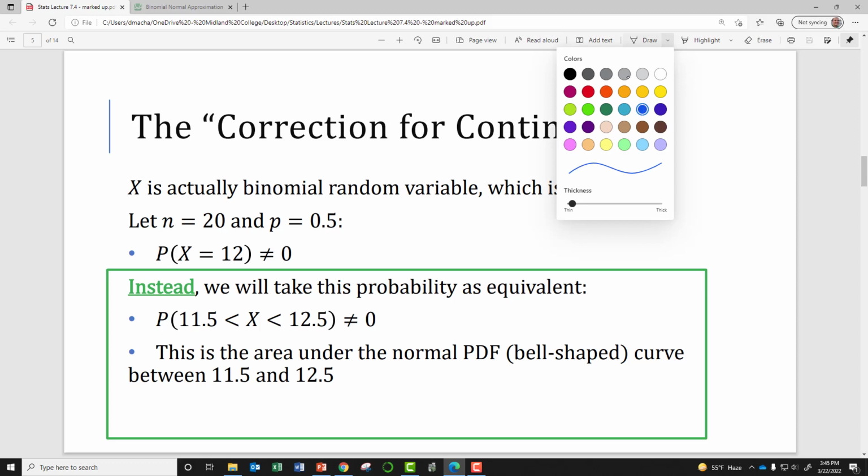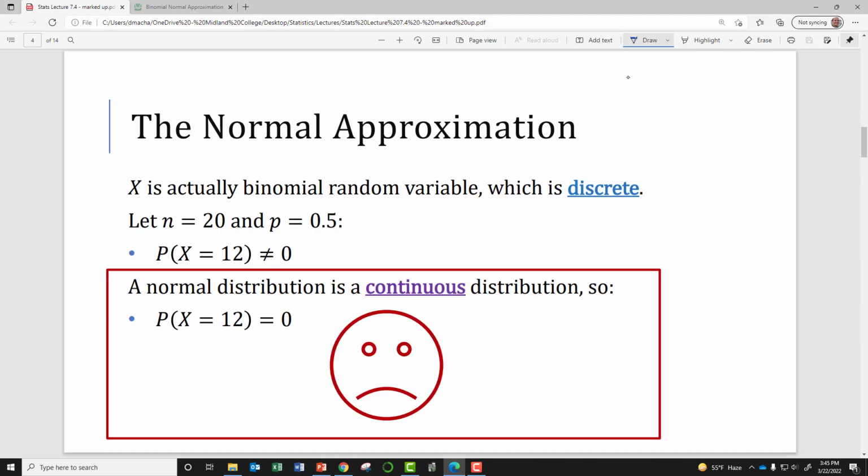So you have this discrepancy, right? This thing that's kind of a problem. The fact that a continuous distribution has a probability 0 for a specific value, but a discrete distribution does not have a probability 0 of a specific value.